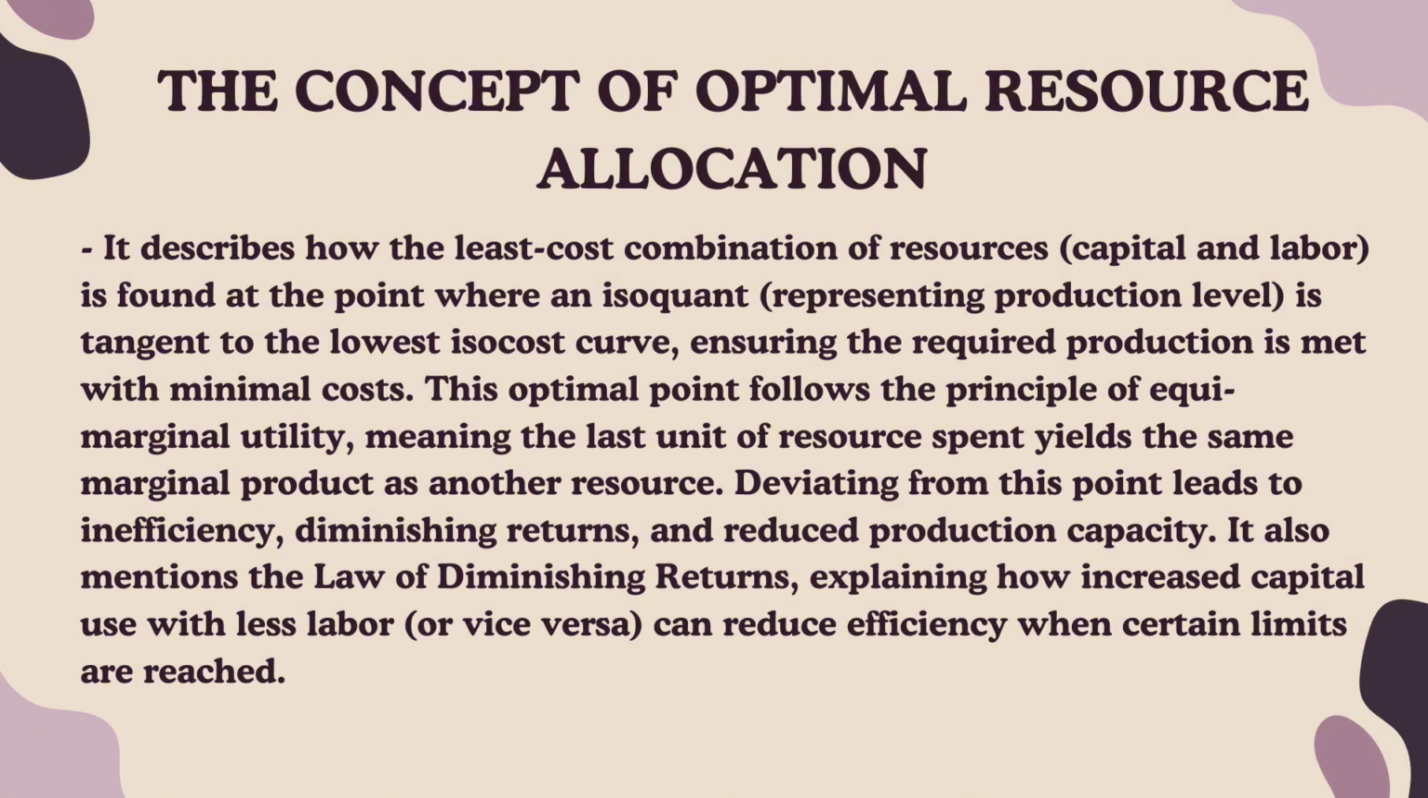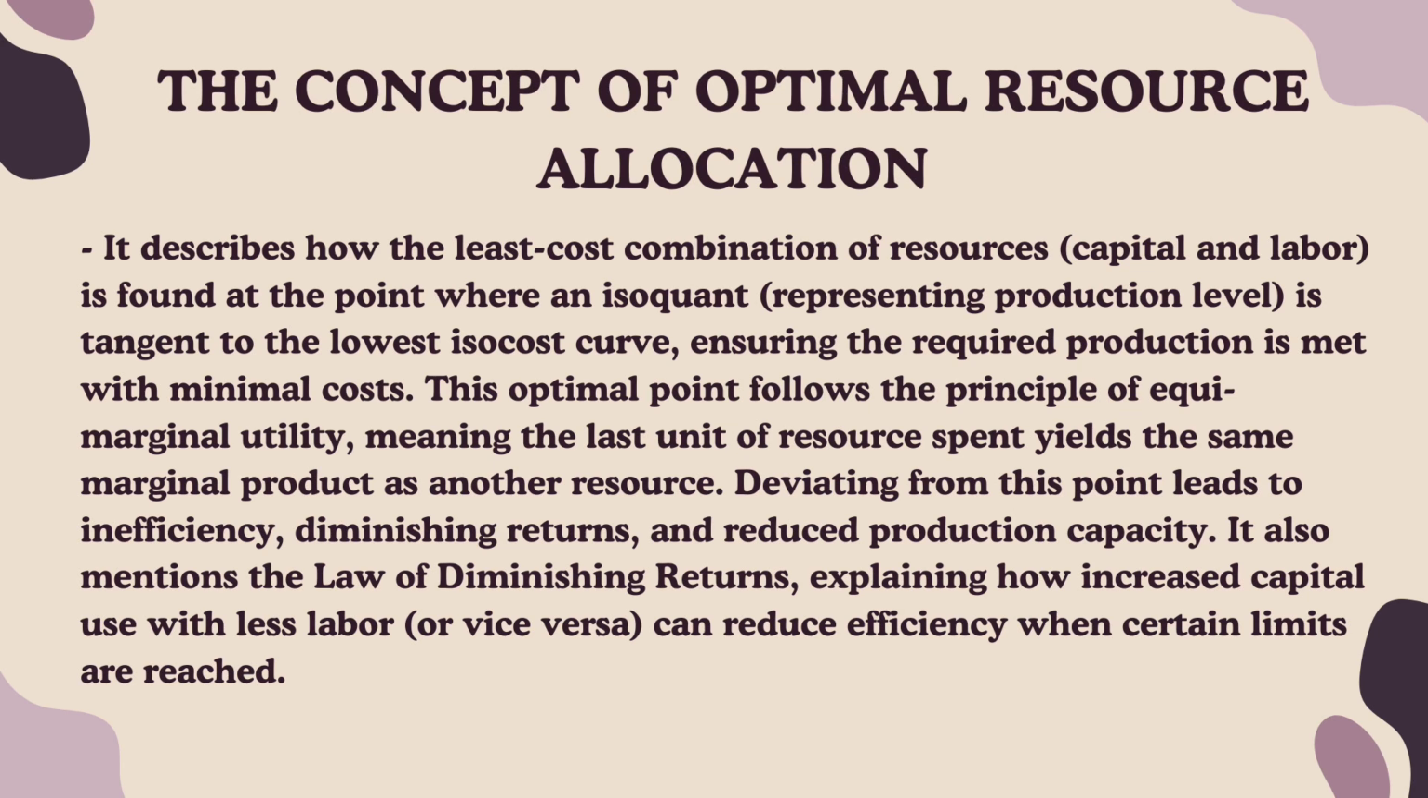Next is the concept of optimal resource allocation. It describes how the least cost combination of resources, capital and labor, is found at the point where an isoquant, representing the production level, is tangent to the lowest isocost curve, ensuring the required production is met with minimal cost. This optimal point follows the principle of equimarginal utility, meaning the last unit of resource spent yields the same marginal product as another resource.